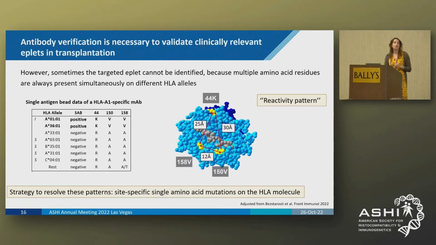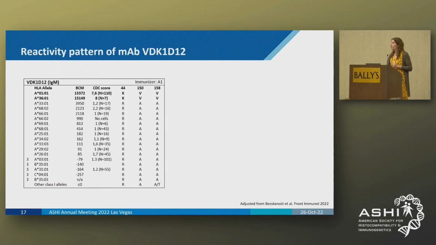And so therefore we thought that the strategy to really resolve this is site-specific single amino acid mutations on the HLA molecule. Because we, of course, looked first if there were any alleles maybe that were not in the panel, but maybe a bit rarer alleles which have only a 44K, for instance, and then different residues on positions 150 and 158, but they don't exist. So therefore we really need mutagenesis to create these type of configurations. So what I first want to do is show you the analysis that we've done for this specific HLA-A1 monoclonal antibody.